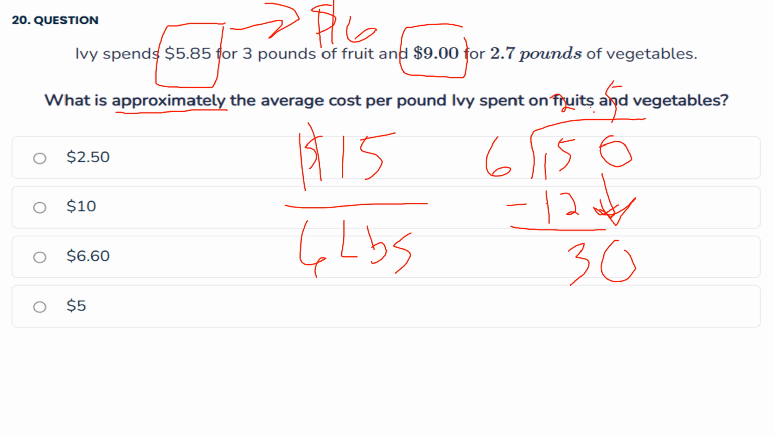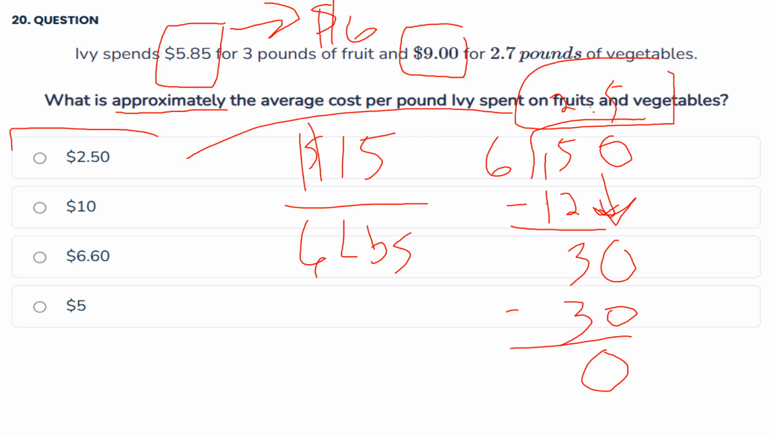And 5 times 6 is 30. And we do our subtraction. So that gives us 2.50 or 2.5, which means that the average cost per pound for fruits and vegetables is $2.50.